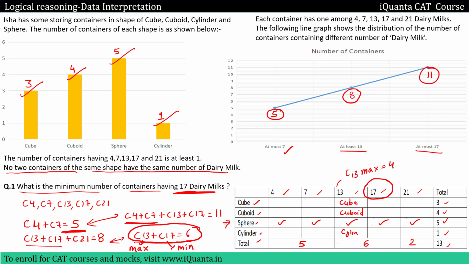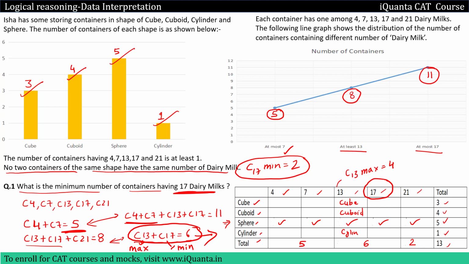That means there can be 4 maximum containers having 13 chocolates. So if I maximize C13, I'm automatically getting C17 minimum. So if I put it in this equation, I'll be getting C17 minimum equal to 2. So there will be a minimum of 2 containers having 17 chocolates. I hope it is clear. This is not very tough to understand. If you are not able to understand, go through it once again. Try to understand what I said and it will be clear.